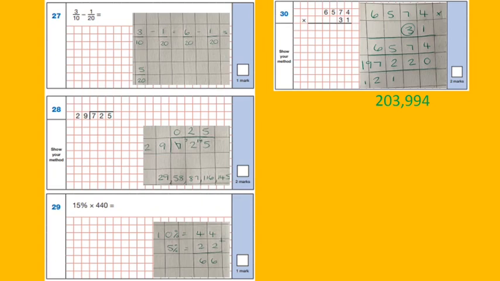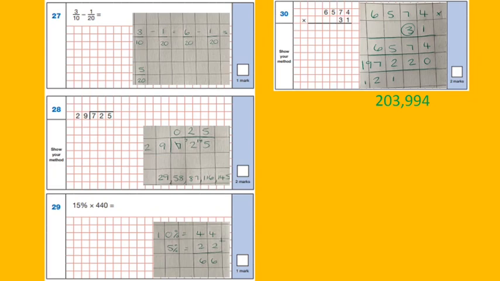Question number 29, 15% times 440. That literally just means 15% of 440. Below I found 10% by dividing it by 10, which gave me 44, and 5% by halving 10%, which would give me 22, and then I add the 2 numbers together to give me 66.